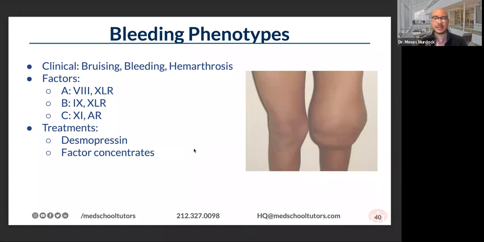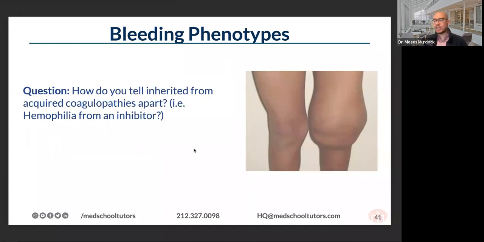Love it. I think this next point maybe will be our last before we open it up for a couple of minutes of questions. And it gets at a question that's pretty common, which is you can either have a problem with a factor because the factor is just missing. In other words, it's not being synthesized, or it's not being put in the blood. And that's inherited, as we've just described, X-linked recessive in A and B and autosomal recessive in C. Or you can have an acquired form where you have an inhibitor that is sort of destroying or preventing the function of the factor.